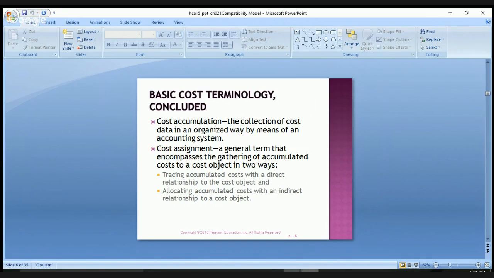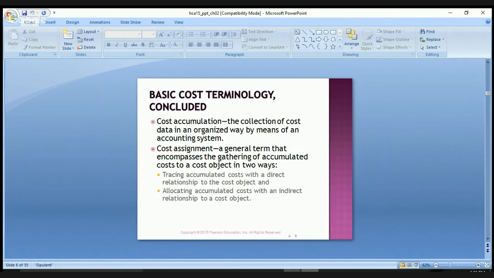All right, basic cost terminology. Cost accumulation is the collection of cost data in an organized way by means of an accounting system. Okay? So this is actually taking the information and putting it into an accounting system. You're collecting the data. Cost assignment is the general term that encompasses the gathering and accumulated cost of a cost object in two ways. We have tracing and allocated.